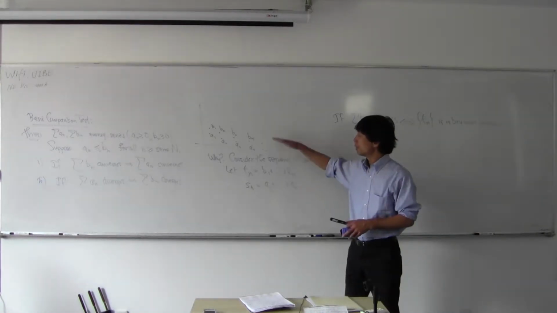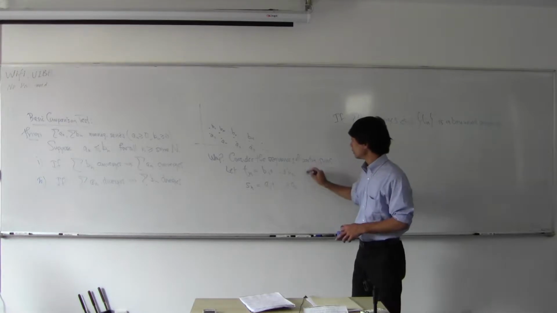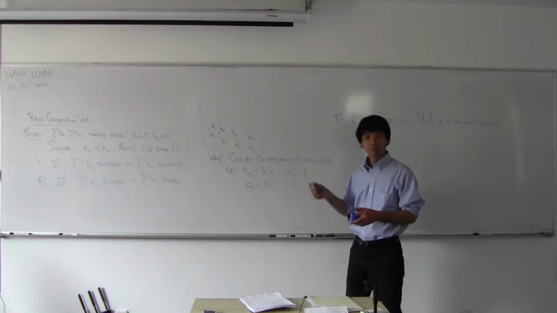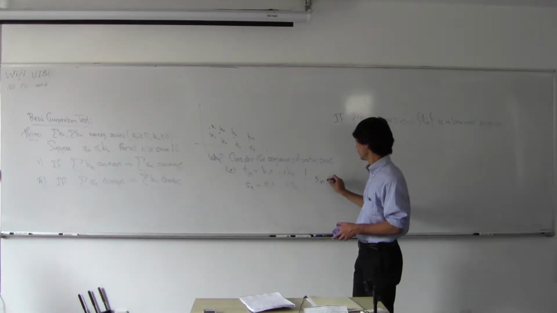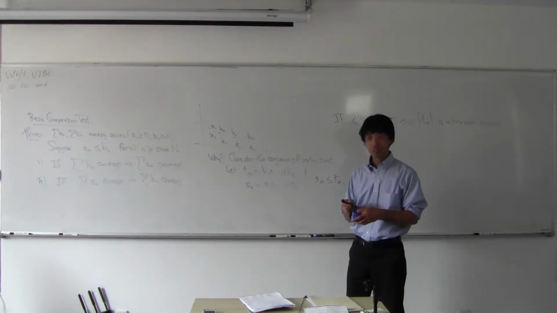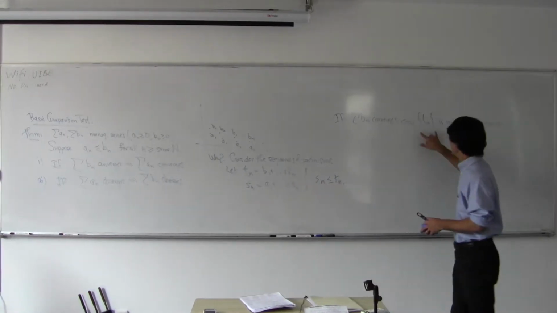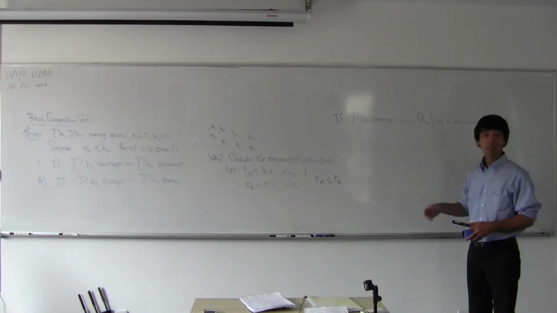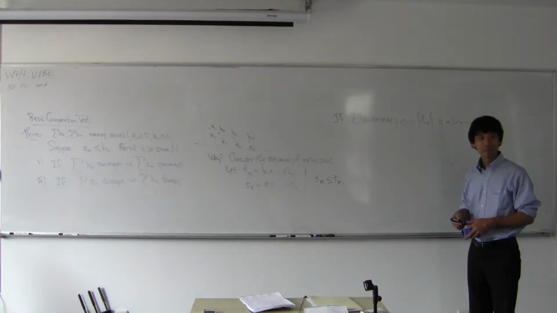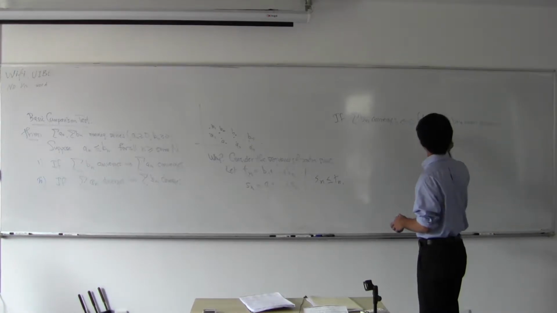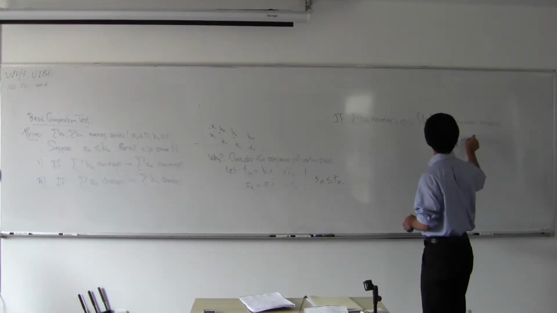Remember, the A sub n's are smaller than the B sub n's. So what's the relation between S sub n and T sub n? Yeah, the S sub n's are smaller than the T sub n's, right? The partial sums of the smaller guys are going to be smaller than the partial sums of the bigger guys, right? Well, if the T sub n is a bounded sequence, then what do you know? Somebody say it, please. S sub n is a bounded sequence, right? If the T sub n's are bounded, certainly S sub n is a bounded sequence.